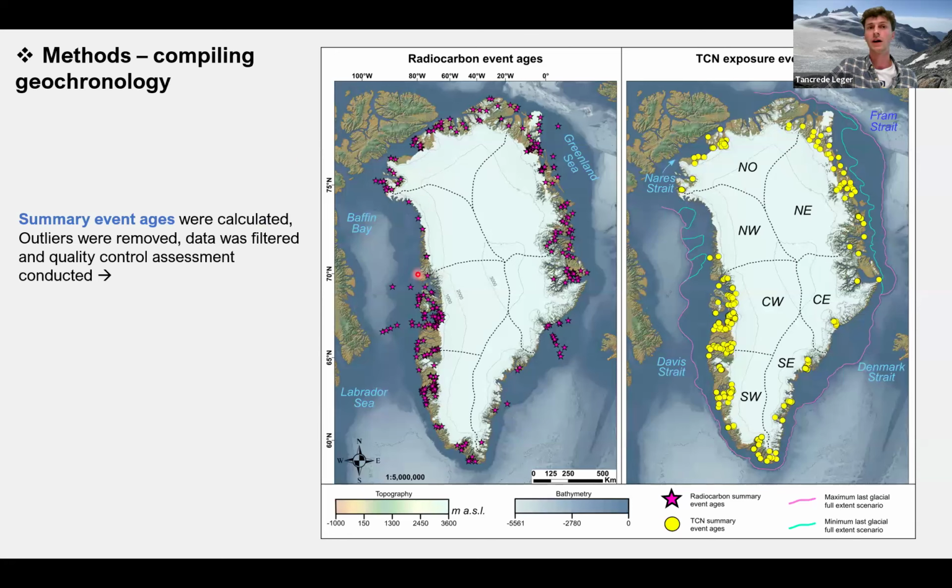And so bear in mind that behind each of these symbols, there could be numerous ages that are hidden and help inform the summary event age. When we calculated these, outliers were removed when they were identified as such by the original authors. The data was overall filtered, and a quality control assessment was conducted, such that for each of these dots, we have three categories of high, medium, and low confidence ages. This follows a protocol that was established before us by the BRITICE project, but also PATICE, and also the DATED project for the Eurasian ice sheet.